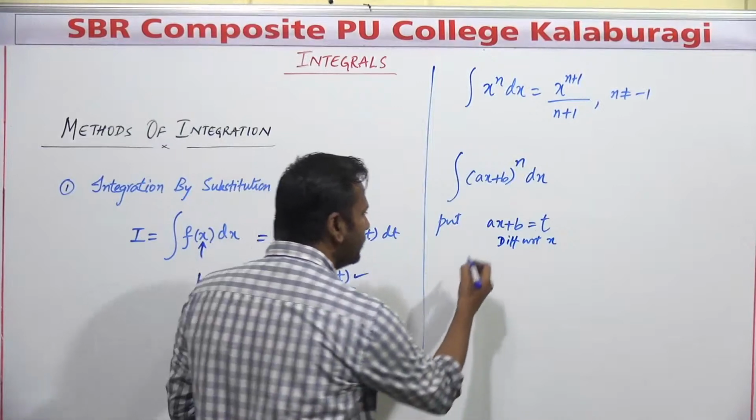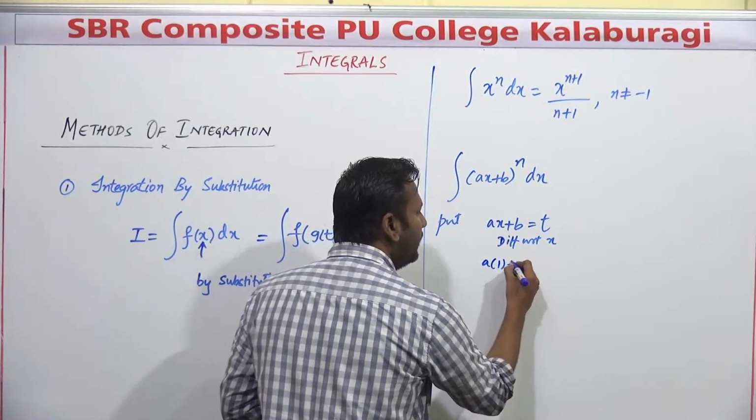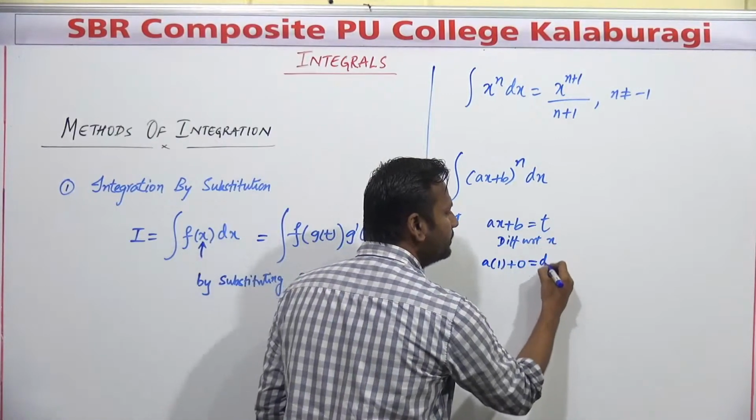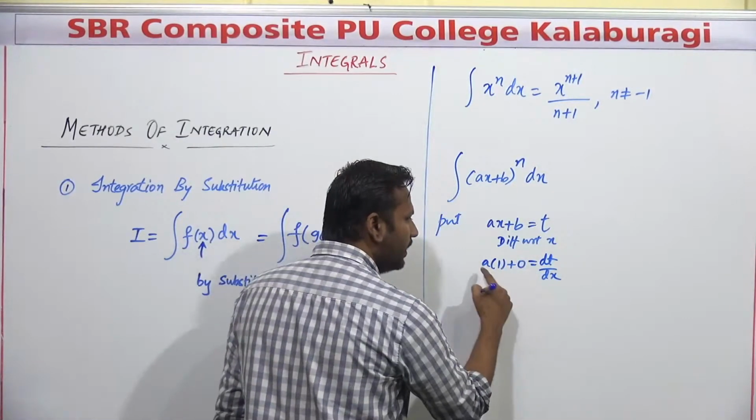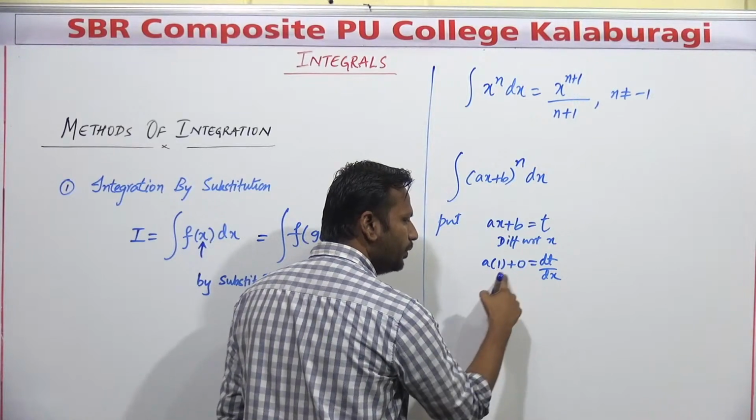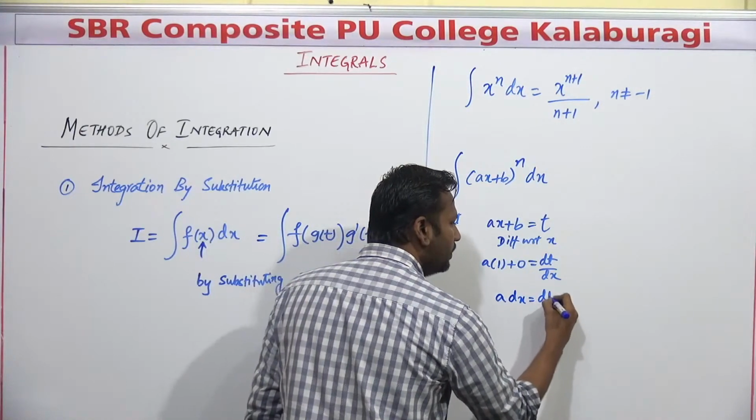Now friends, what happens here? a is a constant, so it stays as it is. x with respect to x is 1. b with respect to x is a constant, value 0. And t with respect to x becomes dt by dx. So what happens now? a into 1 is a, a plus 0 is a, and cross multiplying, a dx is equal to dt.